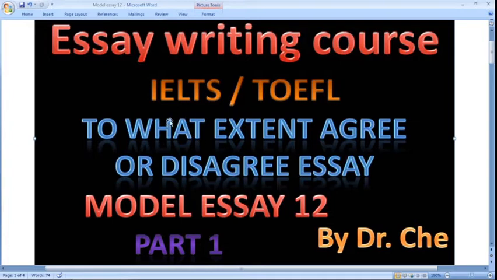As you know, we are going to write the type of essay that is, to what extent do you agree or disagree essay. This is an essay writing course in general for any English learner, in particular for IELTS and TOEFL exams.